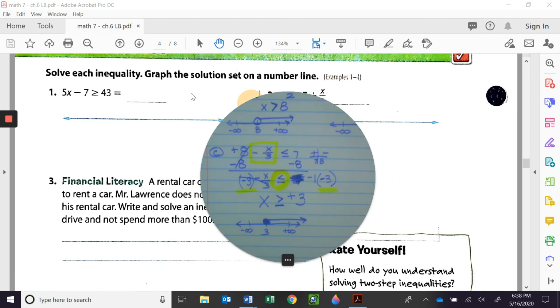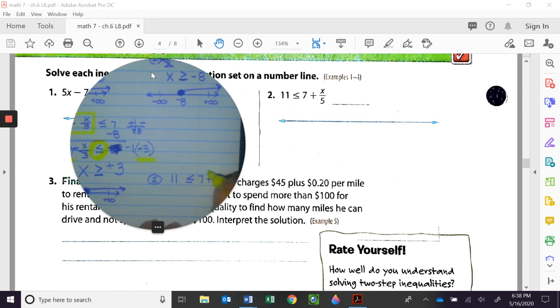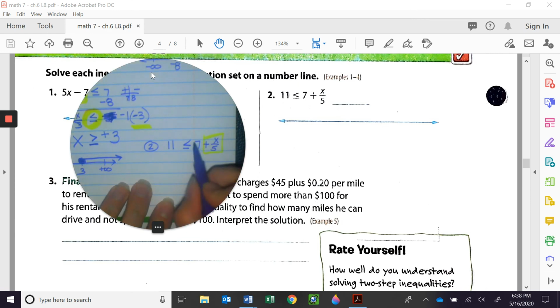Let's look at number 2 just because it's written that backwards way. All right, so we're going to hold off on our variable until we get rid of that 7. Okay, it's positive, so we're going to subtract 7 to both sides. So we get 4 is less than or equal to x over 5. It's a division problem, so we're going to multiply by 5. And so we get 20 is less than or equal to x.